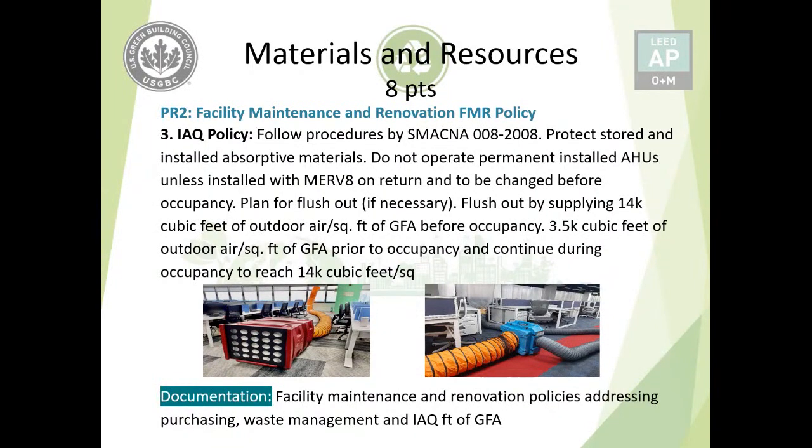Now, what is flush out? Flush out is when you try to change the building air, which might be polluted based on what we have done inside the building as renovation and maintenance. So we can change the air from the outside, and the flush out is done by supplying 14,000 cubic feet of outdoor air per square feet of GFA.